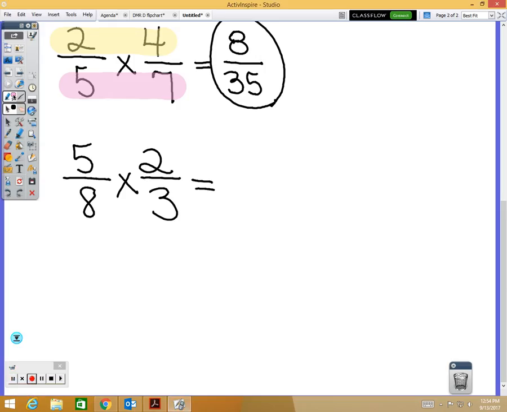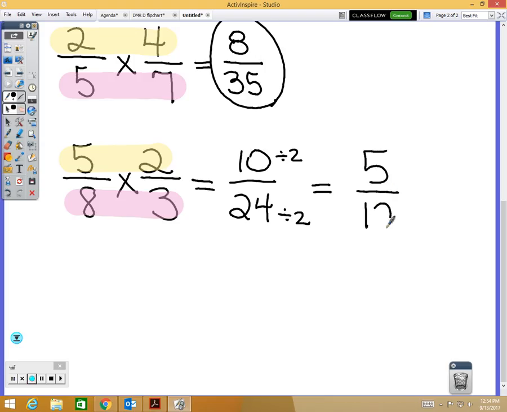Alright, so first step, 5 times 2 is 10. Second step, 8 times 3 is 24. Can you simplify? Yes. What can you divide 10 and 24 by? 2. So you're doing 10 divided by 2 and 24 divided by 2, and your final answer is 5/12. Very good. So if you got 10 over 24, you were just one little step away.